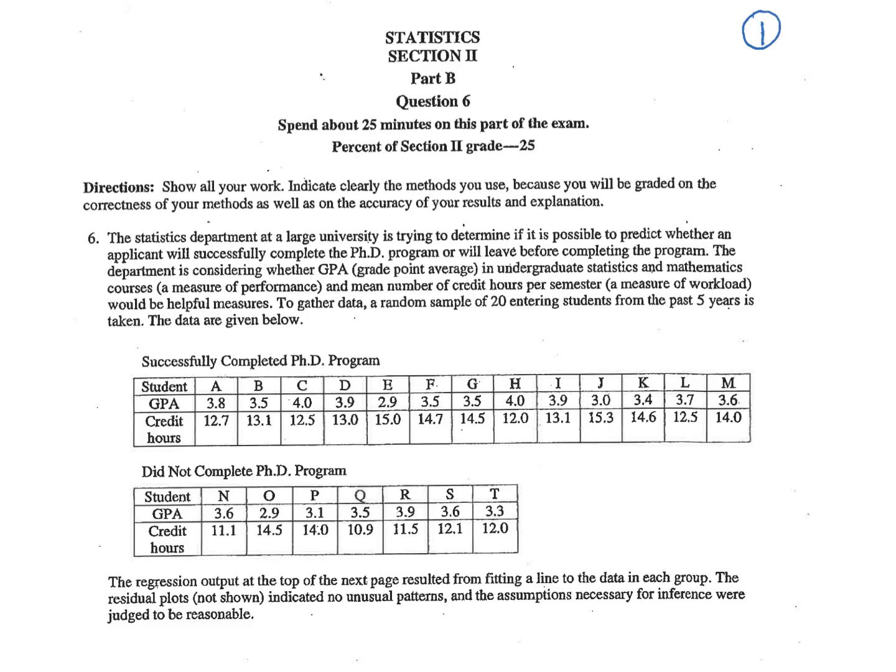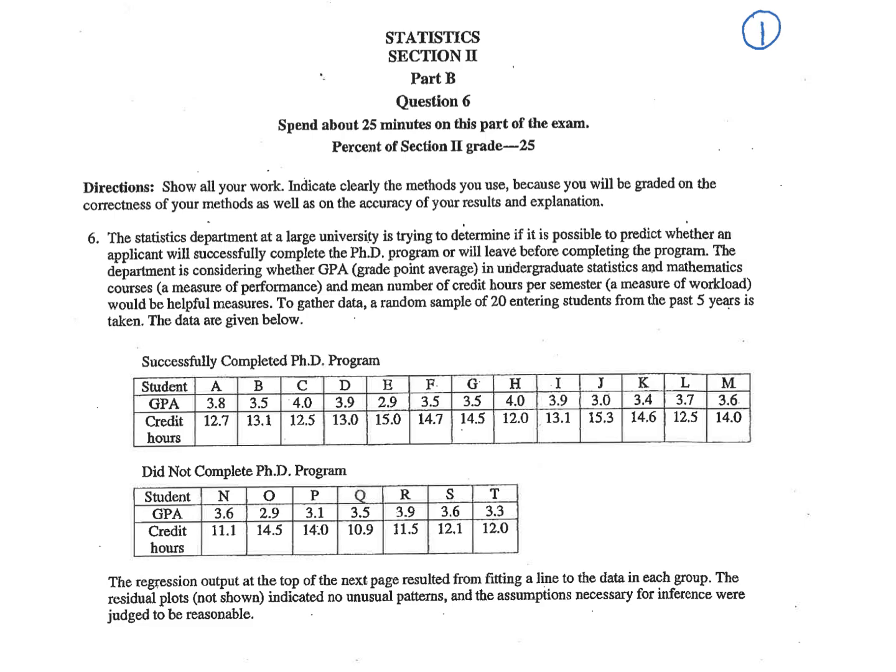So what you're going to see is every student is given a letter, and from that student, we looked at their GPA and their credit hours. And it is split up by those who completed the PhD program and those who did not complete the PhD program. At the bottom, the regression output at the top of the next page resulted from fitting a line to the data in each group. The residual plots, not shown, indicated no unusual patterns, and the assumptions necessary for inference were judged to be reasonable.